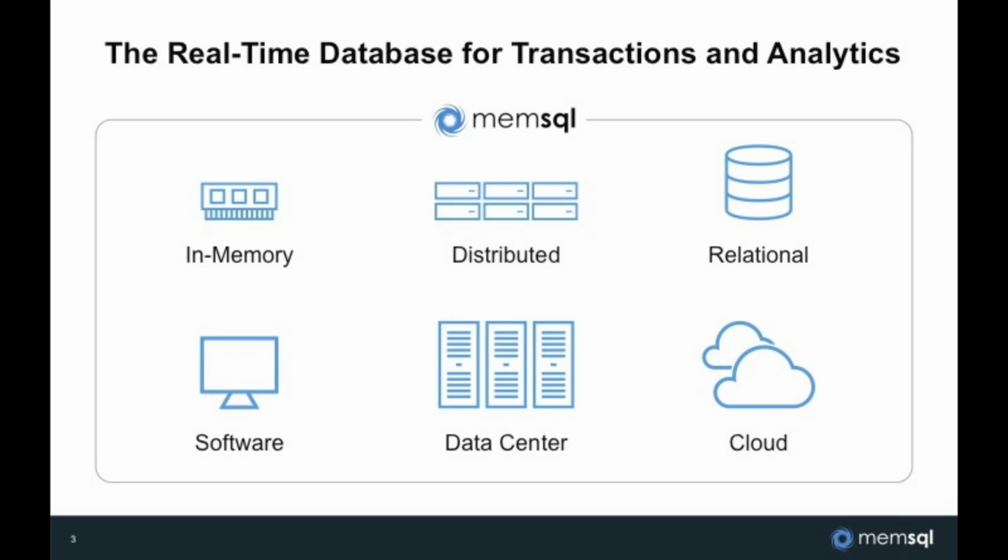And the third big piece is we are relational, so we are SQL. It's in the name of the product and the company. So we believe in the viability of SQL, and the primary way to interface with MemSQL is through the SQL interface. MemSQL is a piece of software that can be run on virtually any medium. It can be run on your data center, on bare metal machines, it can be run on VMs, it can be run on containers, on-prem or in the cloud.